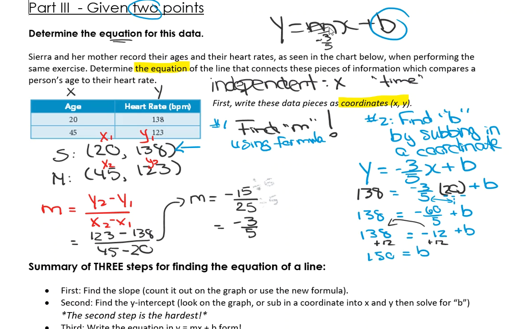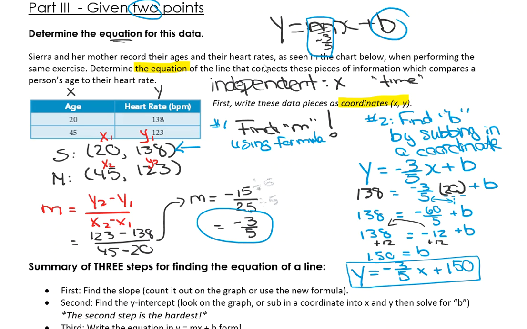So now I have my b value. I already got the m value. So now I can go ahead and write the equation of the line. The equation of the line is y equals, remember what our m was? We got that way over here. -3/5 x plus 150. It seemed to freeze there for a second. Hopefully we didn't lose too much. So there's the equation of our line, -3/5 x plus 150. That is the equation that connects the pieces of information which compare a person's age to their heart rate.